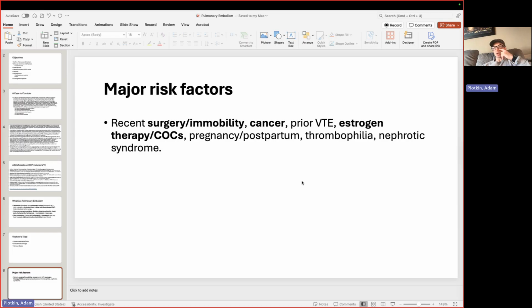The biggest risk factor is going to be actually a prior VTE, right? If they've had one, they're at risk for another one. Estrogen, and we'll talk about the mechanism of estrogen in a second as to why that causes a hypercoagulable state. But estrogen or combined oral contraceptives, pregnancy and postpartum, right? Pregnancy, obviously the estrogen is very high, and we'll talk about that mechanism.